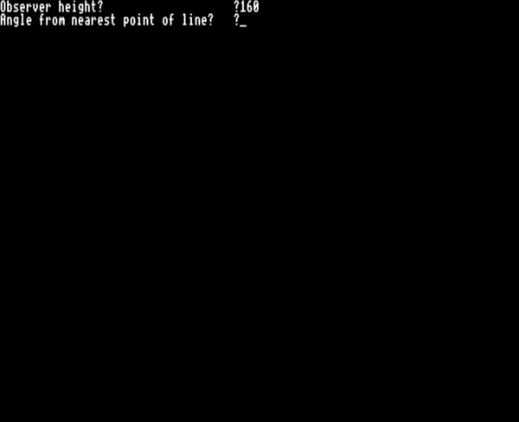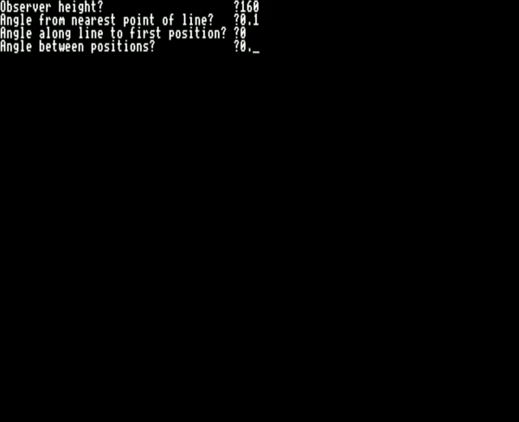Go 160 meters up and we'll go 0.1 degrees. This is the one that I put on XKCD. 0.1 degrees from the OP is the nearest point on this line. That's how far east of you it is. And we'll start due east of us. Angle between positions 0.01 degrees, not radians. Much bigger numbers when you're working in degrees.